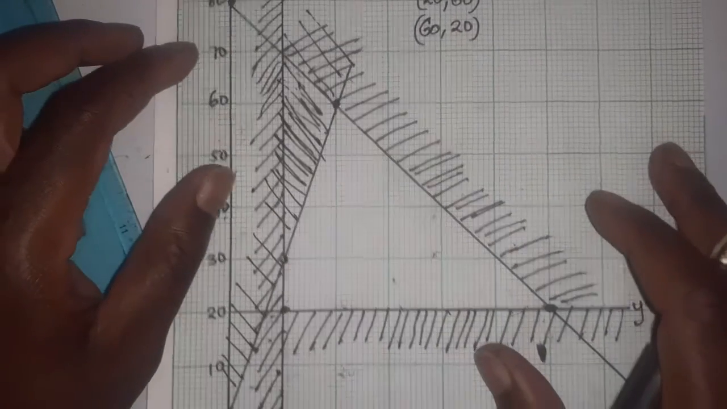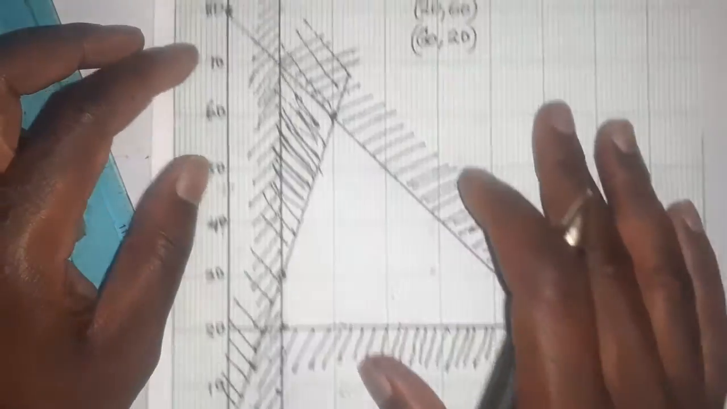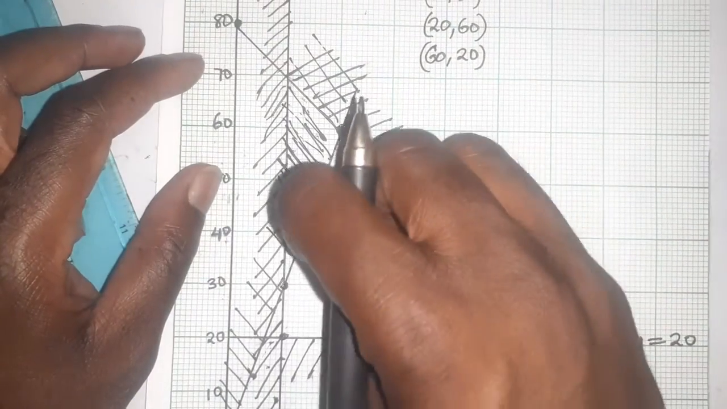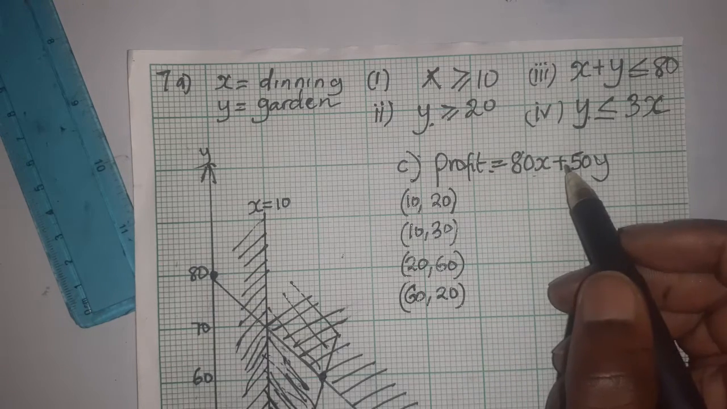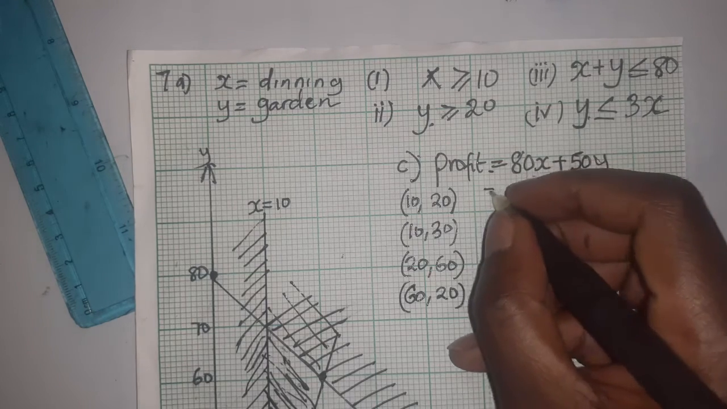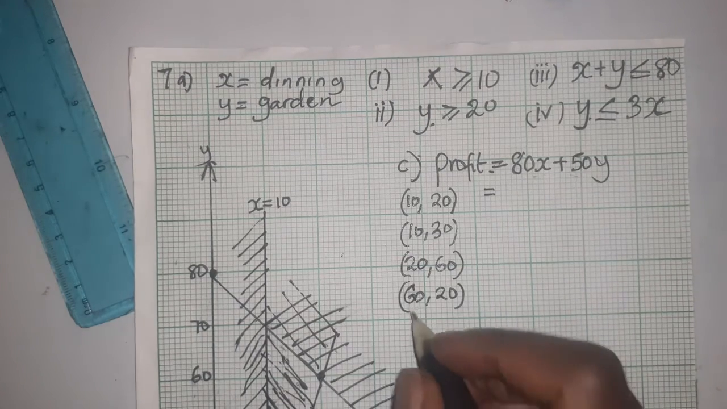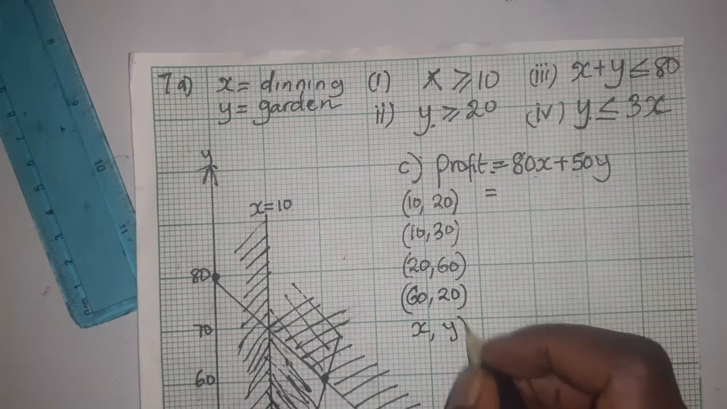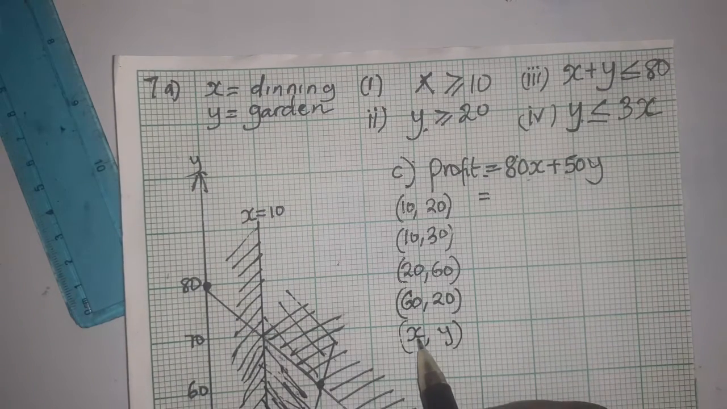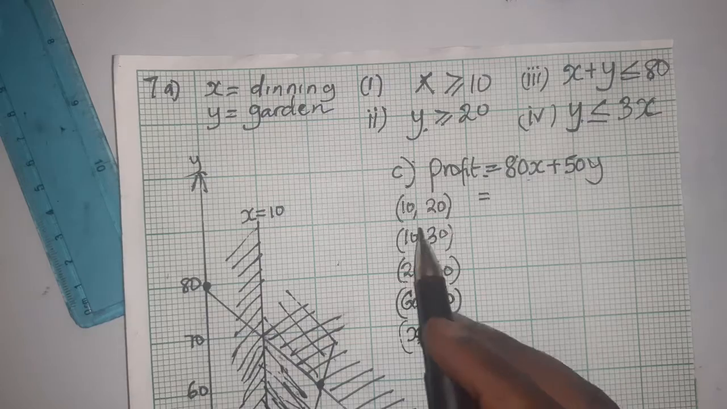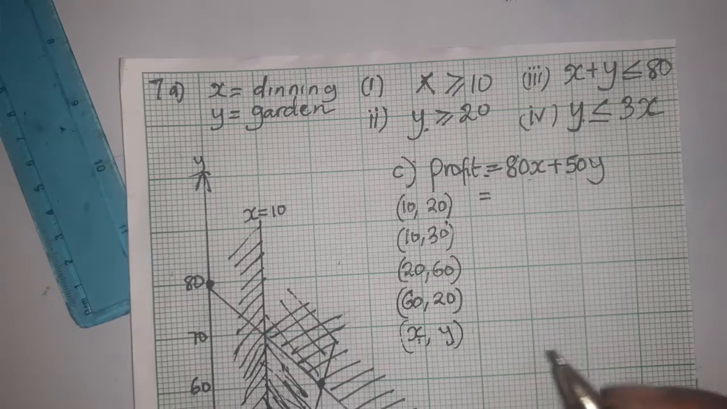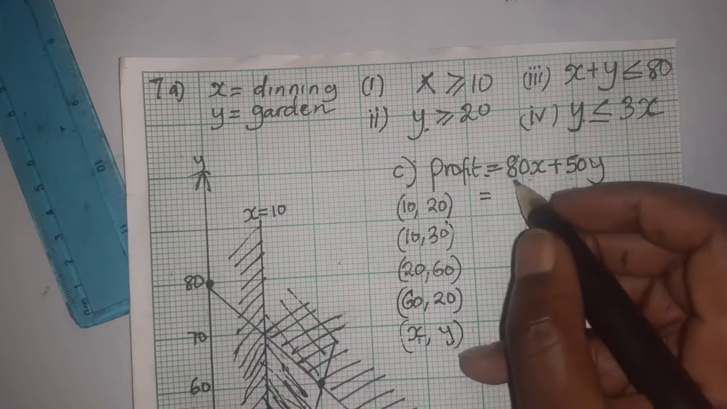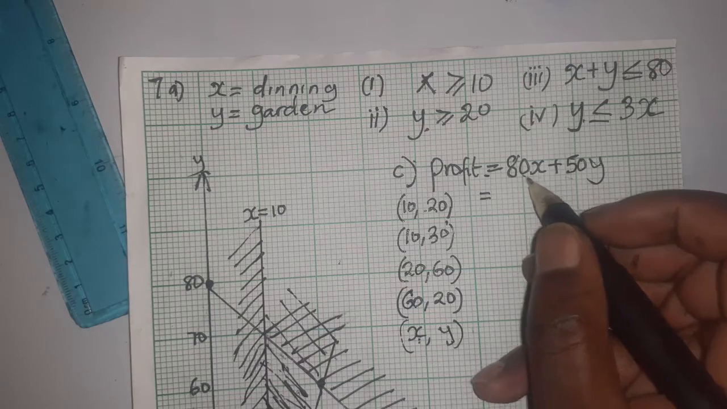Okay? So after I've done this, you've seen where I've picked the coordinates. This is the feasible region, the region where the solutions lie. Now, this is the objective function. Remember that we have the x and the y coordinate here. The x coordinate represents the dining chairs. The y coordinate represents the garden chairs. So now we need to start doing the substitution into this part.